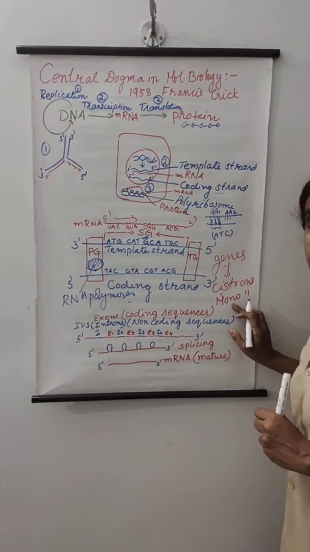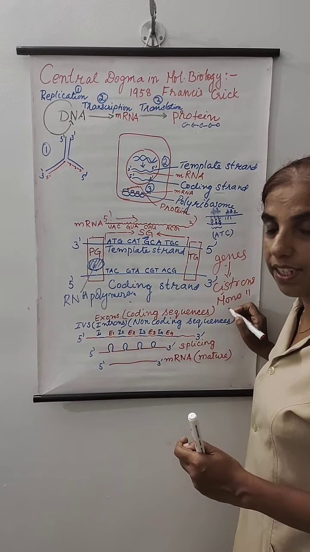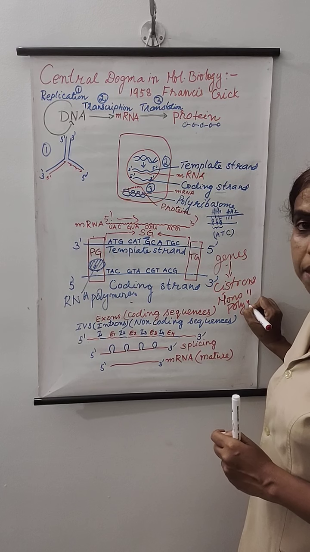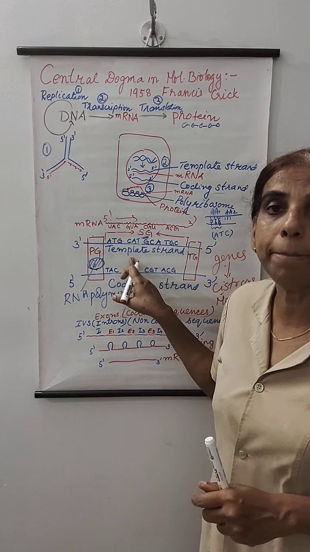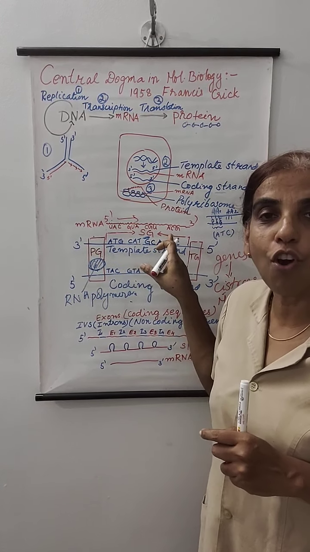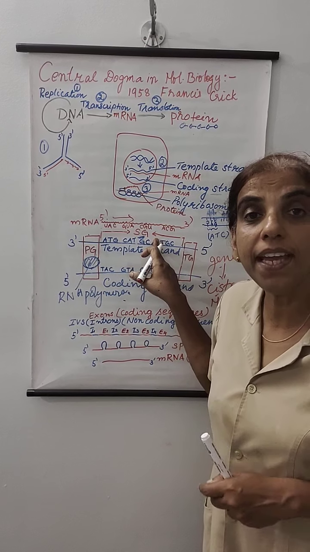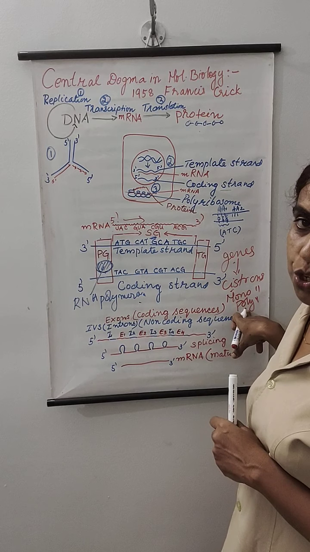But in the case of prokaryotic organisms like bacteria, the cistron is polycistronic. That means you can see many proteins are formed from a single stretch of messenger RNA. A single messenger RNA can make many proteins. That is why it is called polycistronic.